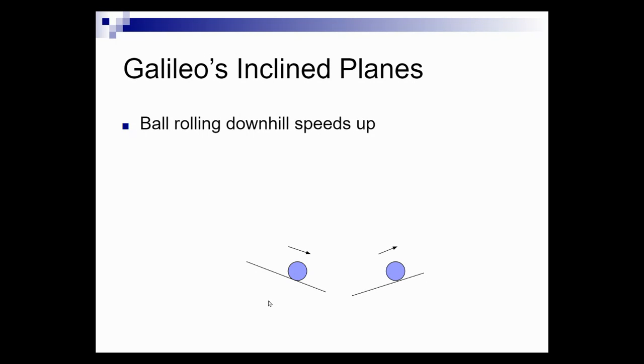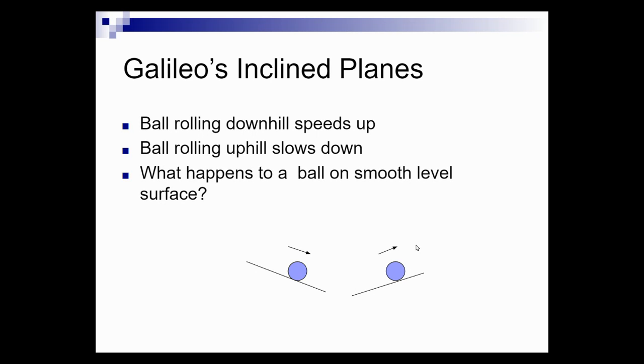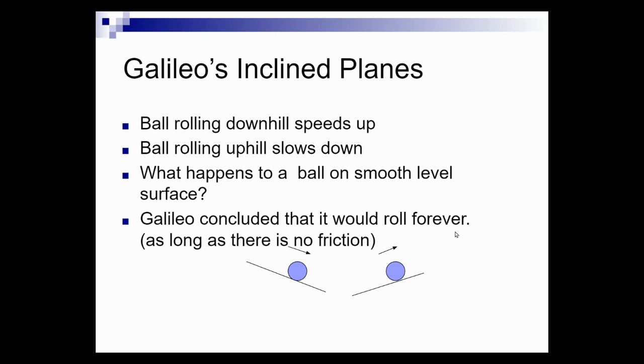Galileo used a couple of experiments. He rolled a ball down a ramp, and he saw that it came up to the same height. When the ball rolls uphill, it slows down. What happens to the ball on a level surface? Galileo concluded that it would roll forever, as long as there was no friction.